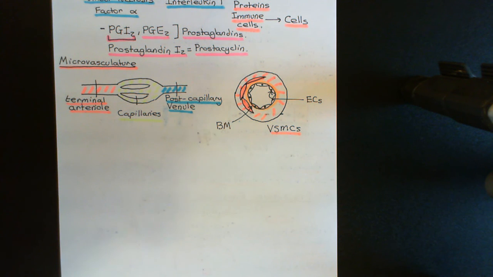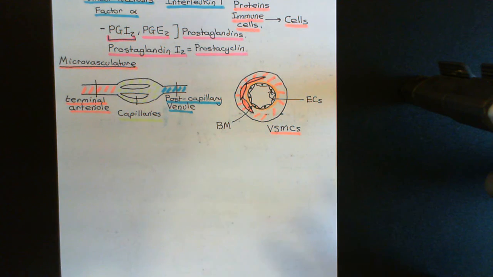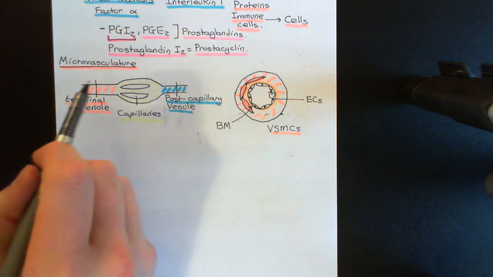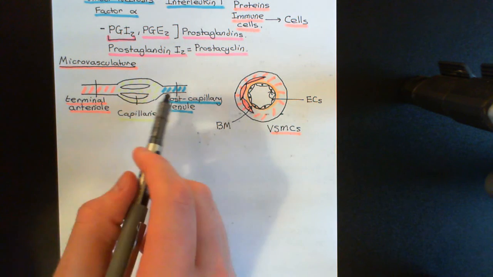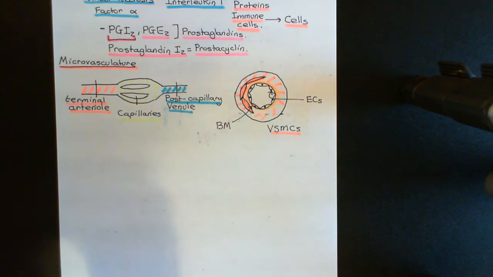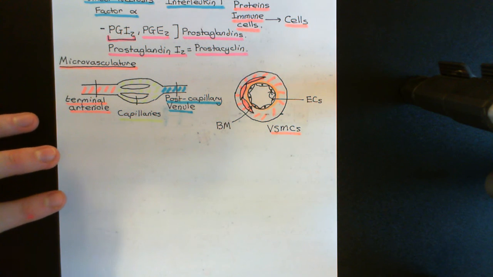So vascular smooth muscle cells are responsible for controlling how wide the lumen of the arteriole is, and that controls how much blood is actually going to be flowing through this capillary bed. If this is wide, you'll get more blood flowing through the capillary bed. If this is narrow, then you will get less blood flowing through the capillary bed. So arterioles, terminal arterioles, control how much blood is going to be flowing through the capillary bed, i.e. how much blood is going to be flowing through the tissue. Okay, so that's the wall structure of a terminal arteriole.